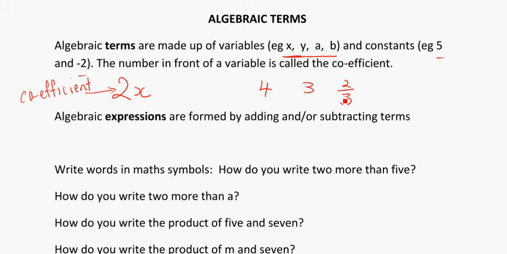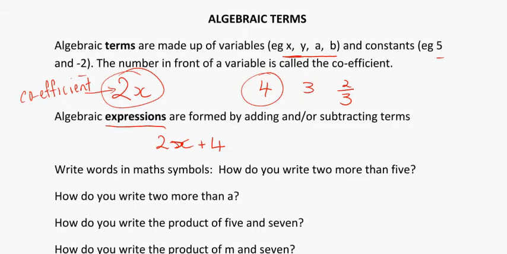Now, algebraic expressions are formed by adding or subtracting terms. So if we put the 2x and the +4 together, we'd get an algebraic expression of 2x plus 4. And that is an expression.